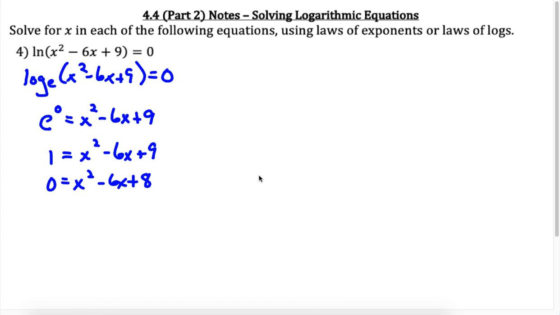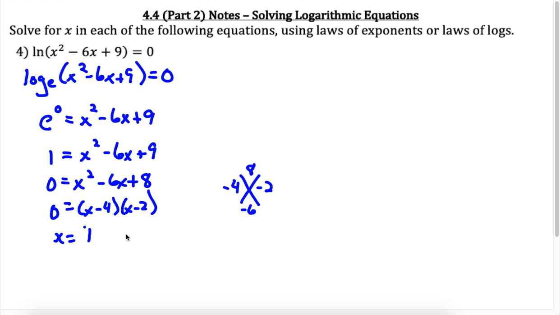And now we can factor. So two numbers that multiply to positive 8 that add to negative 6, I think that'll be negative 4 and negative 2. So this will factor into x minus 4 and x minus 2. And setting each of those equal to 0, we should get x equals positive 4 and x equals positive 2.